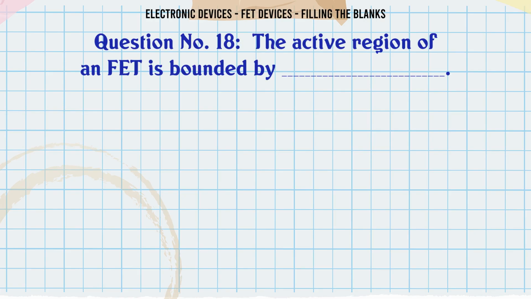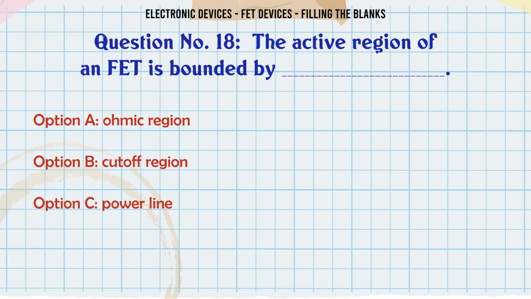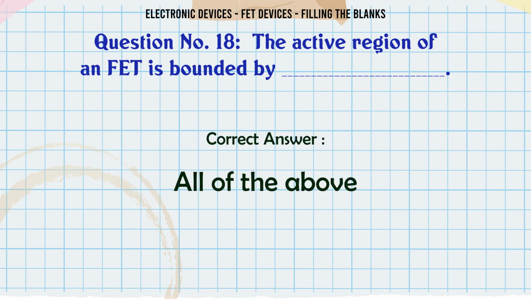The active region of an FET is bounded by A. Ohmic region, B. Cutoff region, C. Power line, D. All of the above. The correct answer is all of the above.